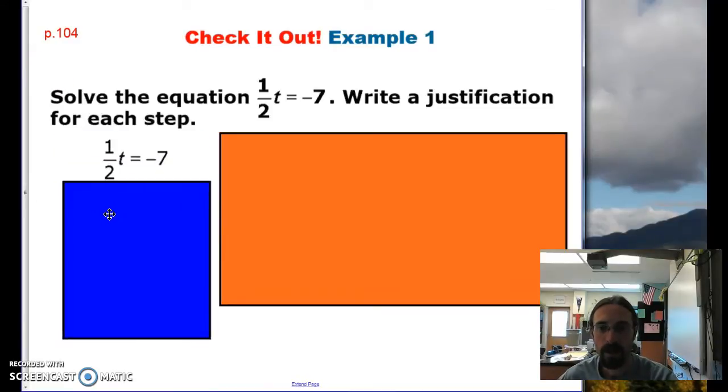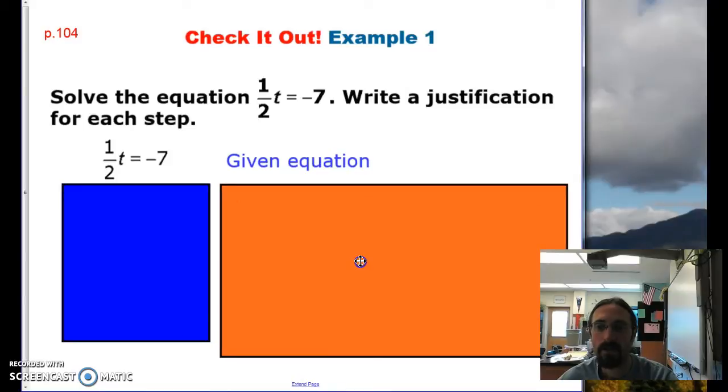So step one is, all right, 1/2 t equals -7. Okay, that's kind of the given. That's what you're starting with. So when you do a proof from this day forward, you start with the given information and you're working your way towards a conclusion. In this case, we're talking about solving something, t equals some value, whether there's a real solution or no solution or whatnot. That's what we're working for.